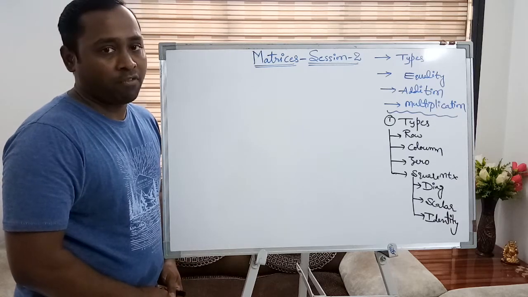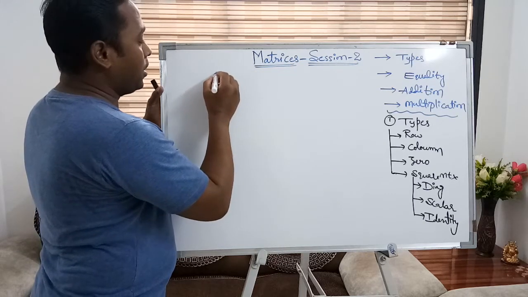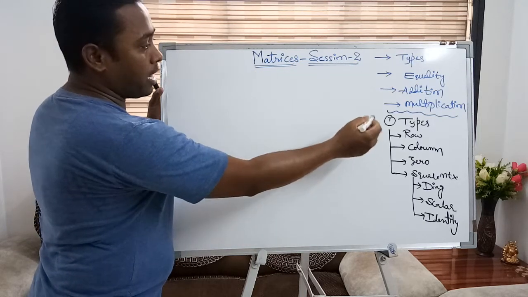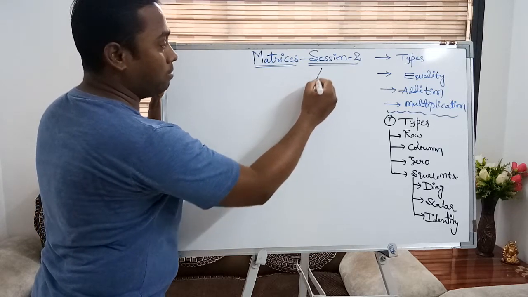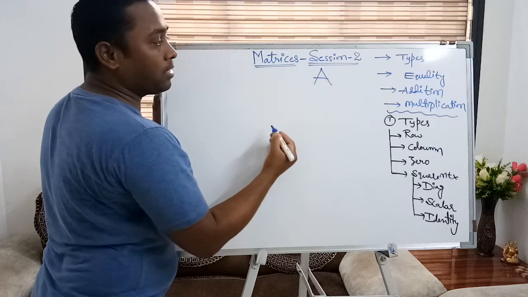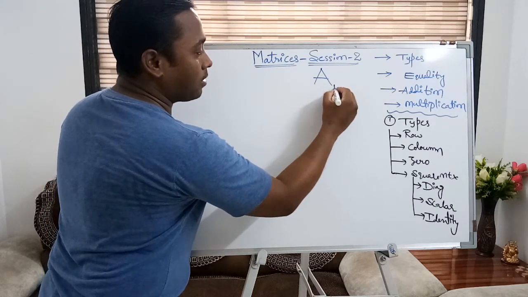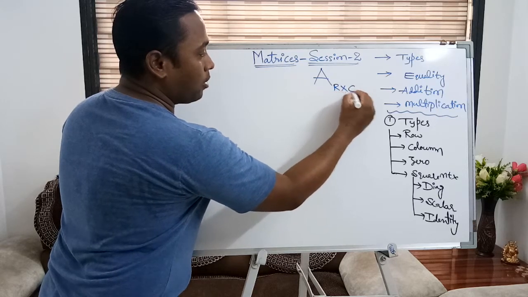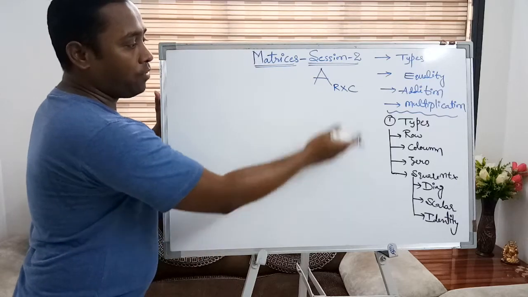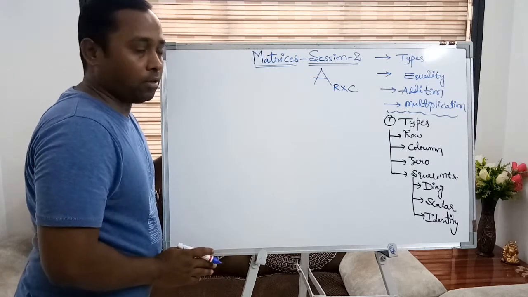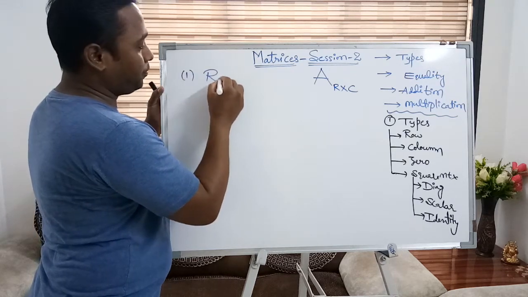Now let's take the types of matrices. When we say types here, we mean according to their number of rows and columns. When you represent a matrix with a capital letter, the order of the matrix is always written as rows by columns. Based on this notation, we are going to categorize the types of matrices. The first one is the row matrix.